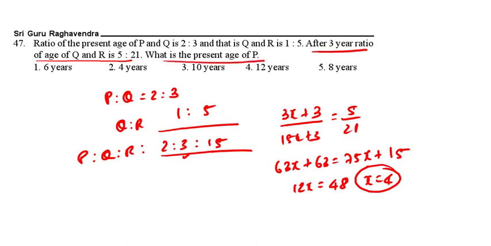What is the age of P? So 2 parts, 2 into 4 is equal to 8 years. Correct answer is 8 years. Option 5 is the correct answer. See the next question.